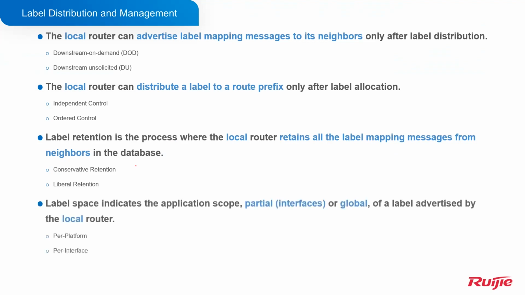And the last is label space, which indicates the application scope based on interface or global. We also have two choices: per platform or per interface. So later we will explain one by one how each part works.